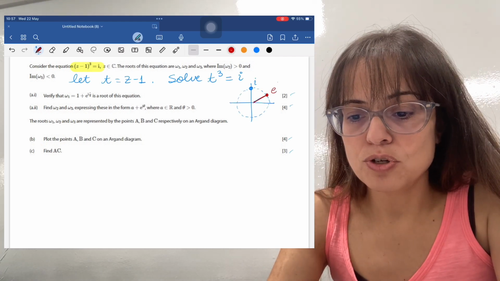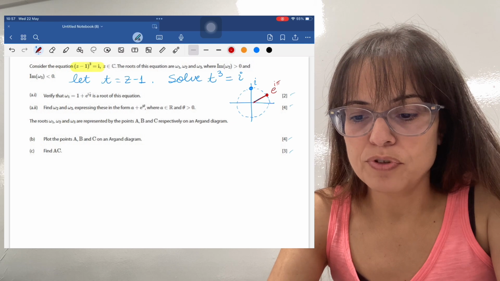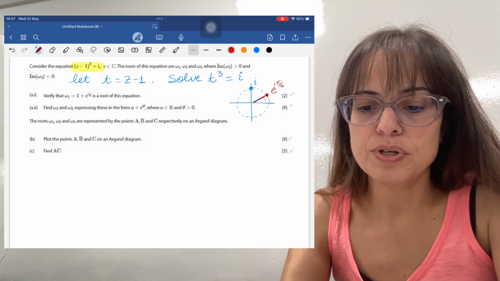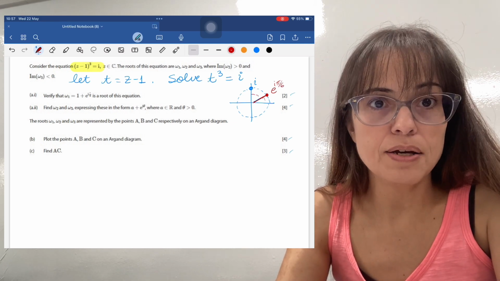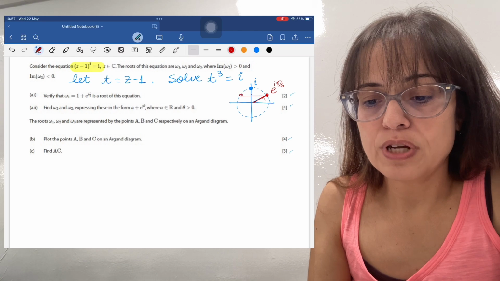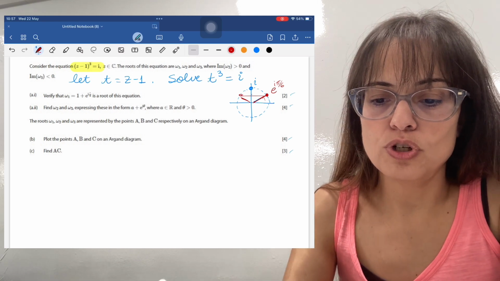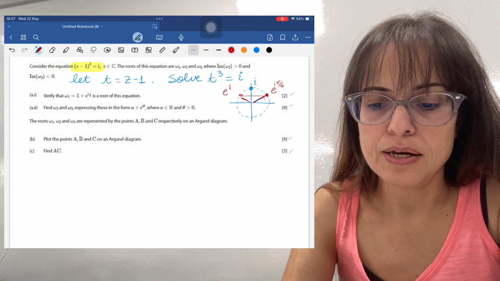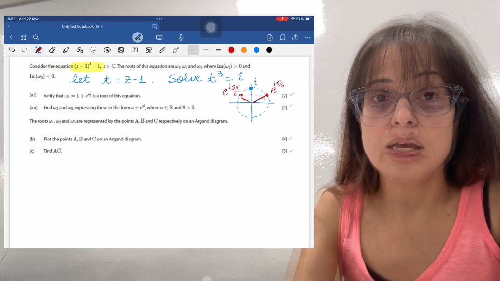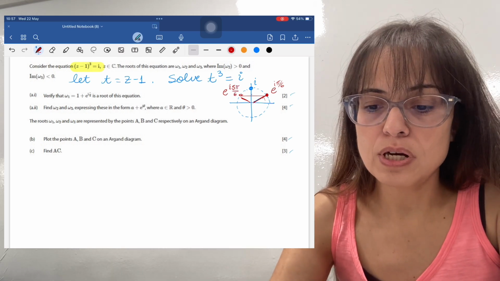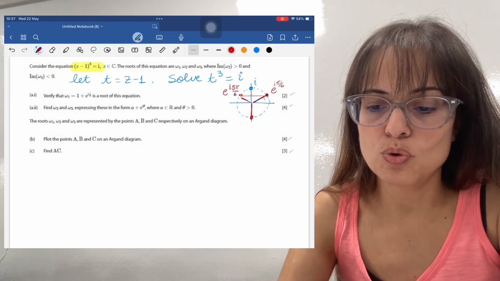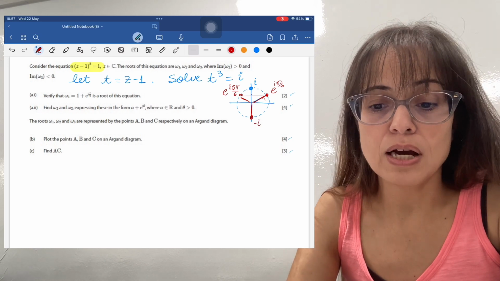The first answer is e to the i pi over 6, because this is 30 degrees, 60, 90 to get to i. And then I add 120 to that. I get this other solution here, which is e to the i 5 pi over 6, and adding another 120, I get my final solution, which is this one. This I'm just going to call minus i.